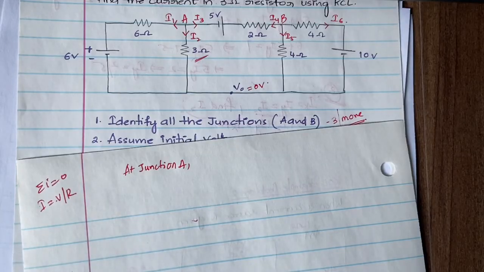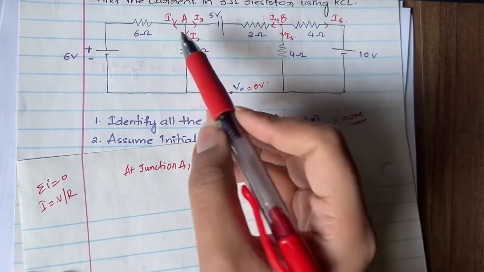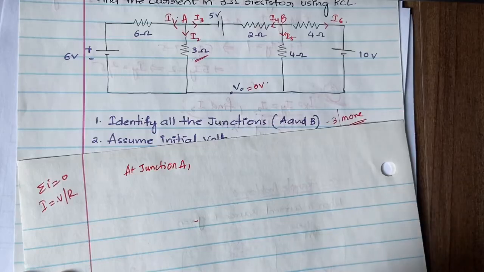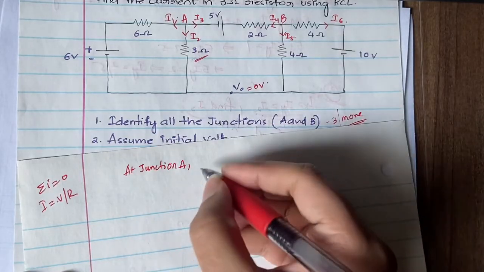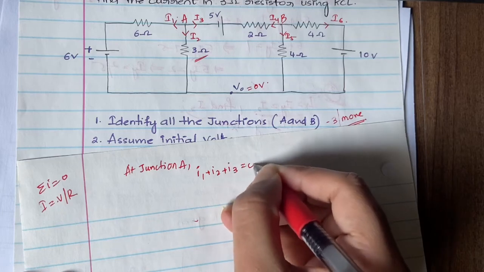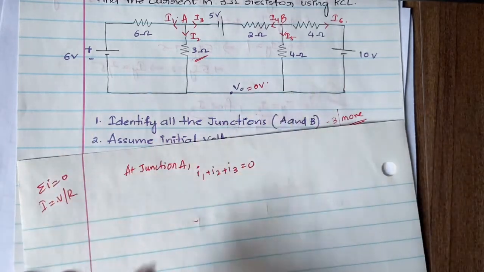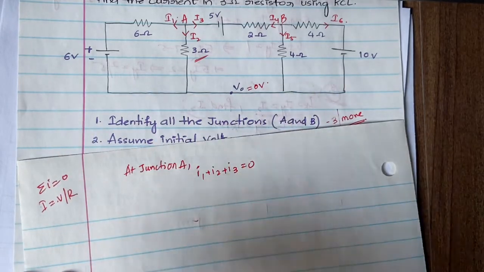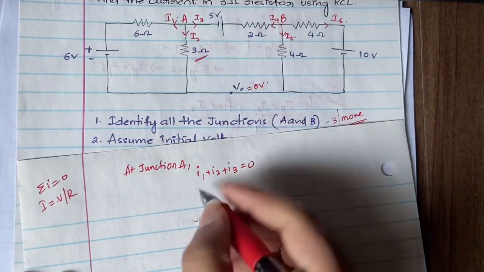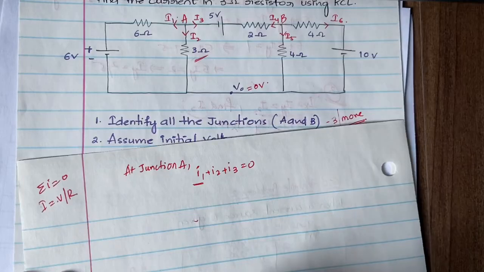Now let us apply the same concept here. How do you write? I1, I2, I3. Every current is going in the outward direction only, right? So you can simply write I1 plus I2 plus I3 is equal to 0. Since every current is going in the same direction, you can write I1 plus I2 plus I3 is equal to 0 directly. Now how do you express I1?